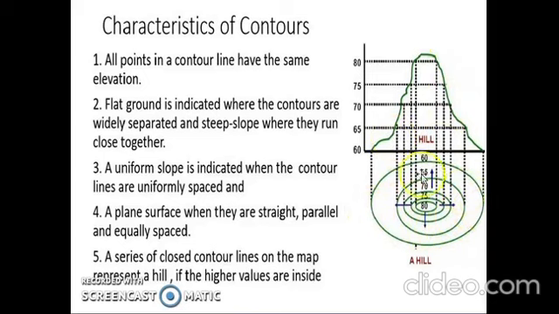So this is 60. This is a vertical scale. You plot it here 60, then it is 65, slightly higher than this, 70, 75 and 80. So if you simply connect these points, it forms a hill. So a series of closed contour lines on a map represents a hill if the higher value is inside here.